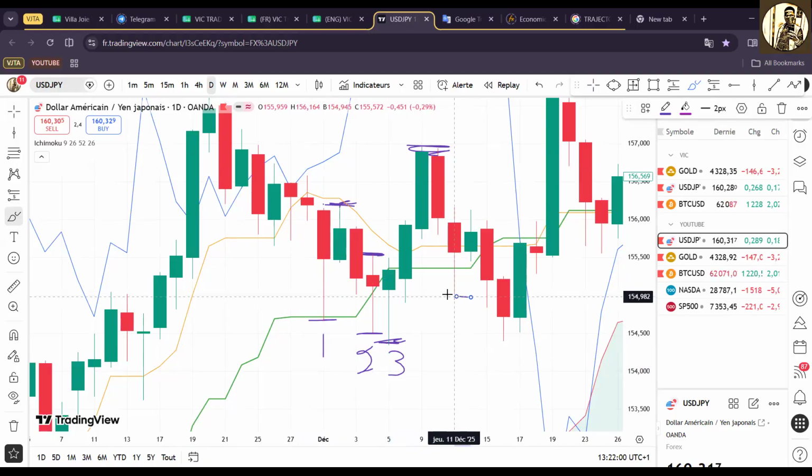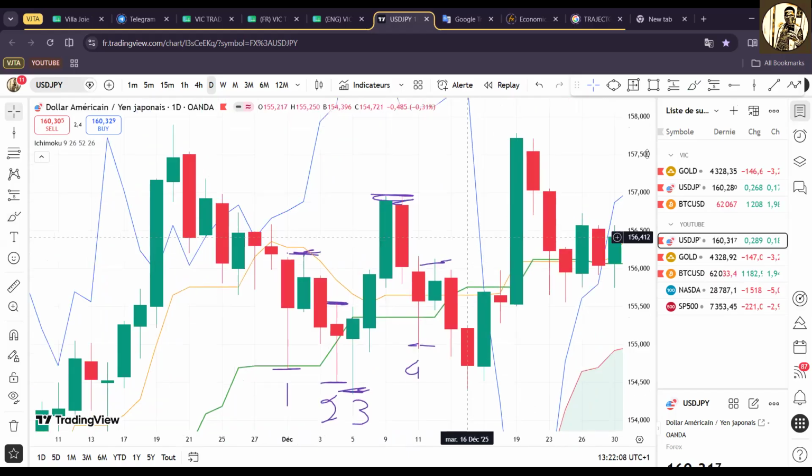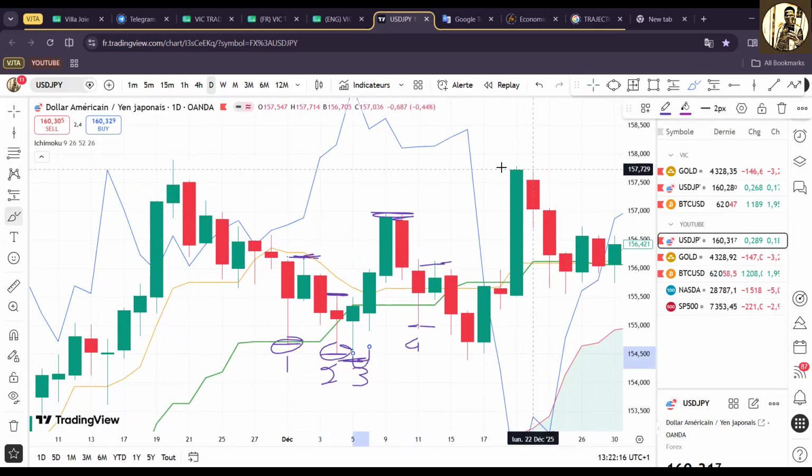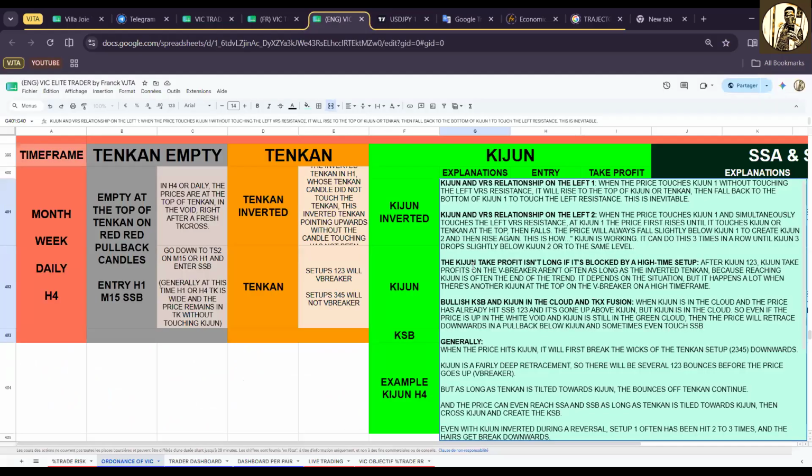Here, Kijun is even touched the fourth time, and then goes above Tenkan, right? So you can have literally all of these Kijun touches many times below before the price even goes to the upside. So that's a little bit what I'm trying to explain. Let us continue reading.